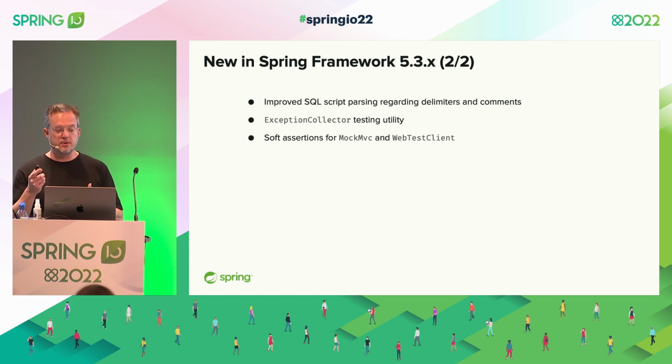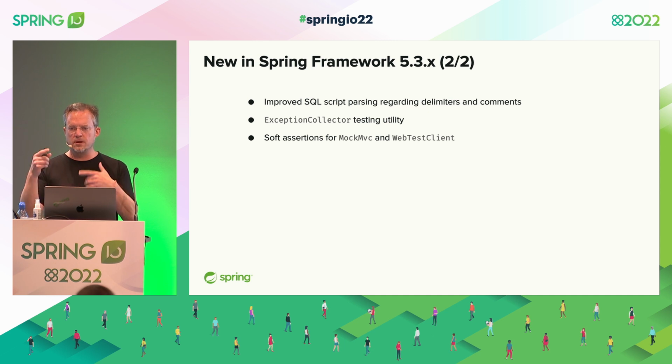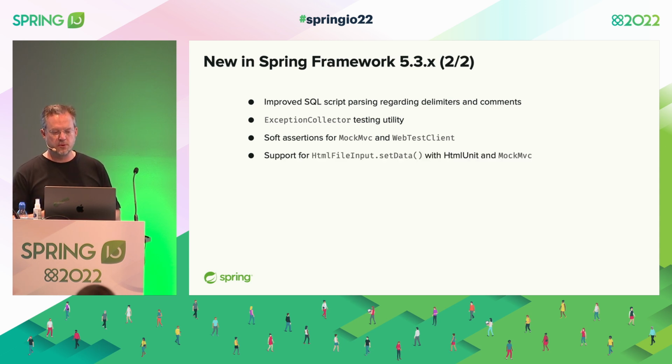Speaking of which, yes, we do now have support for soft assertions for both MockMvc and the WebTestClient. So if you've used TestNG or AssertJ, right? AssertJ has soft assertions. You can say assertSoftly, and then it'll collect all the exceptions and throw them all together, all the assertion failures, instead of failing on the first one, right? So that's what we have support for now.